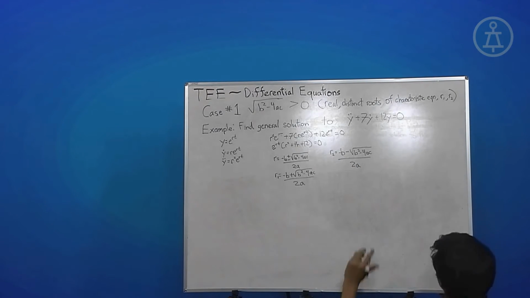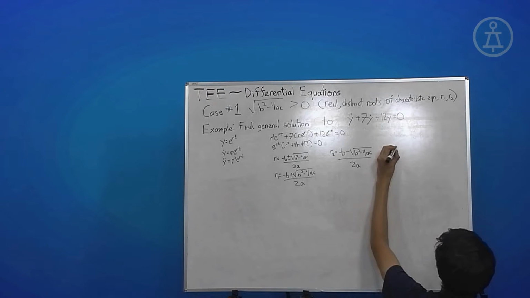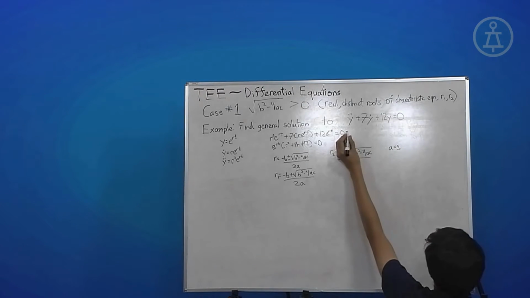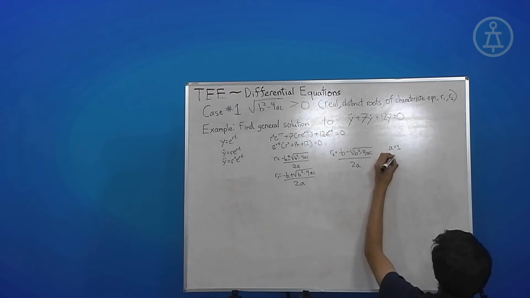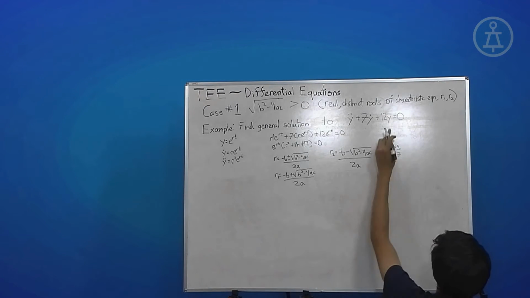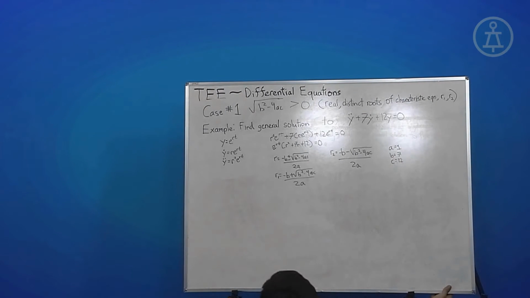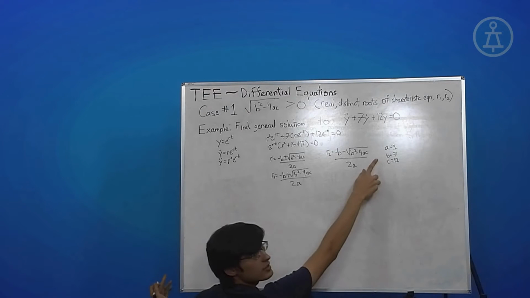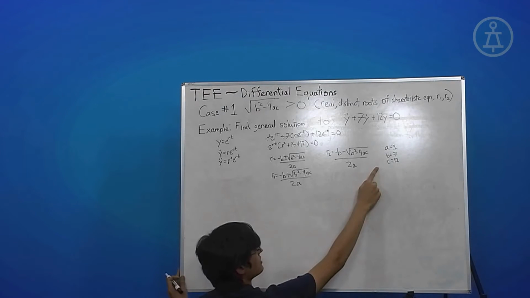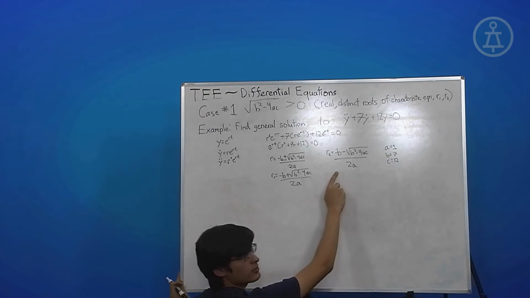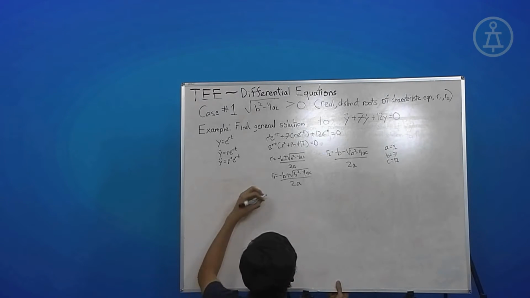And finally, we'll say that a is equal to the coefficient of y double dot, which is implied to be 1. We'll say that b is equal to the coefficient of y dot, which we know to be 7, and c must be equal to the coefficient of y, which we know to be 12. So with that in mind, all we have to do is substitute our a, b, and c into the expression for r1 and r2 to get the real distinct roots of the characteristic equation. So let's do that now.